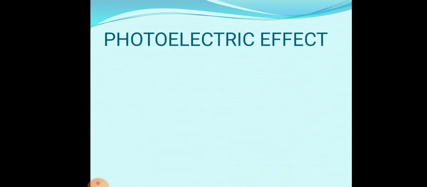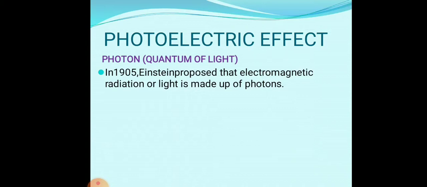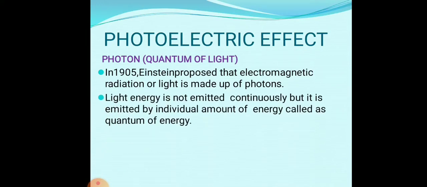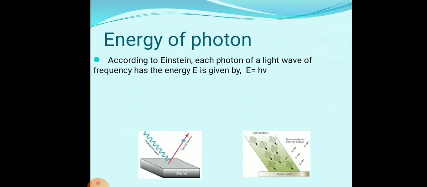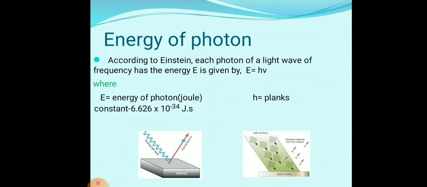Now going to see the photoelectric effect. Photon means a quantum of light. In 1905, Einstein proposed that electromagnetic radiation or light is made up of photons. The light energy is not emitted continuously, but is emitted in individual amounts of energy called quanta of energy. Now, the energy of a photon. According to Einstein, each photon of light waves of frequency v has energy E given by E equal to hv. Here E denotes the energy of the photon in joules, h is Planck's constant in joule seconds, and v means the frequency of the photon in hertz.